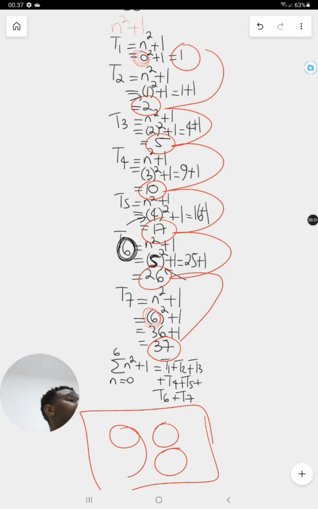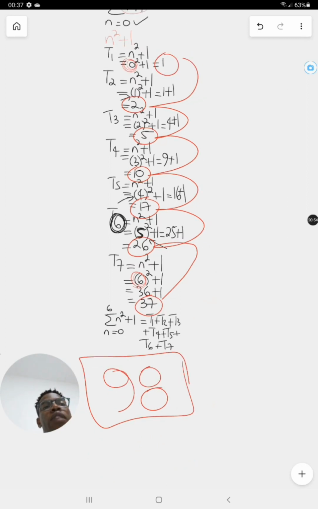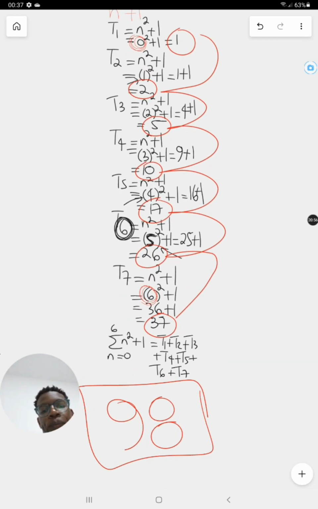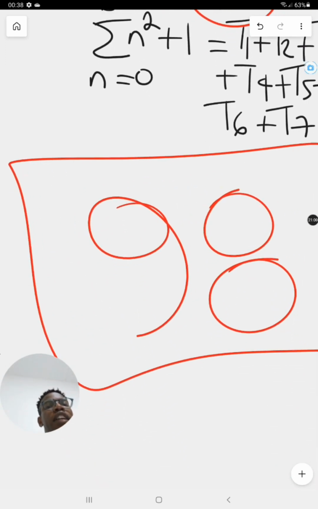Let's see. So that's going to be 1 plus 2 plus 5 plus 10 plus 17 plus 26 plus 37. It's 98. Okay, yeah, so 98 is the correct answer. So that's simply what you would get.